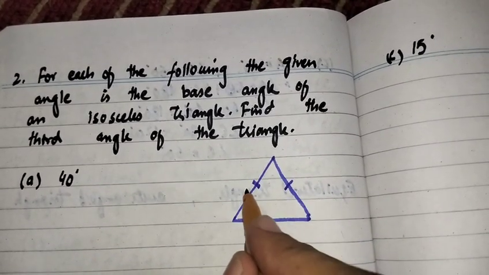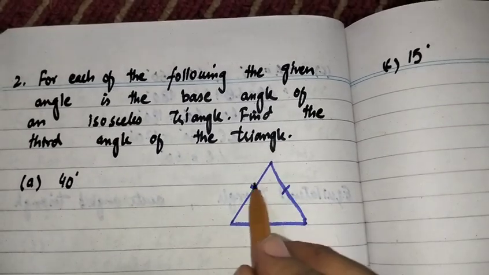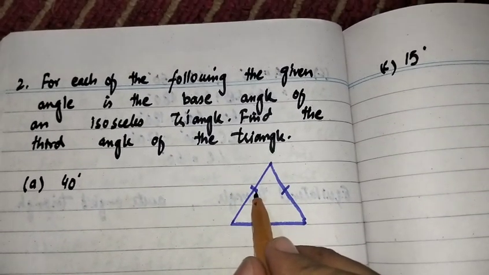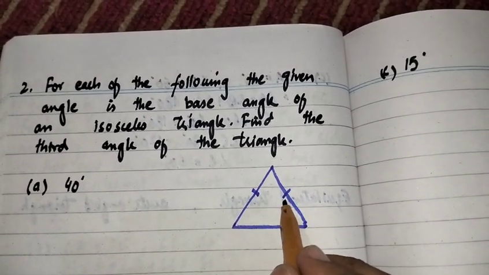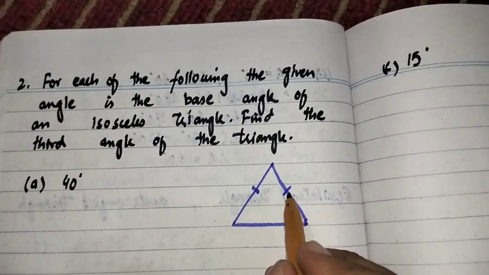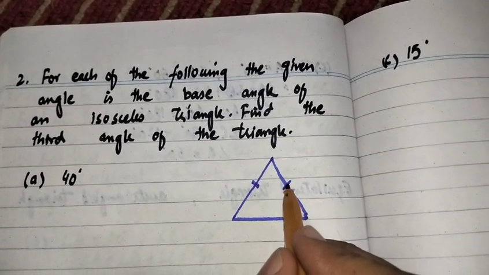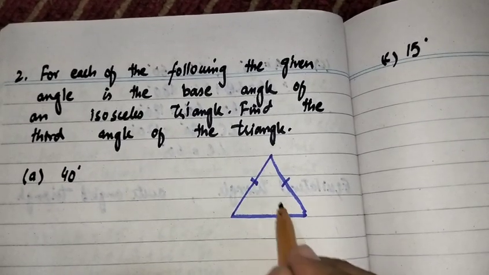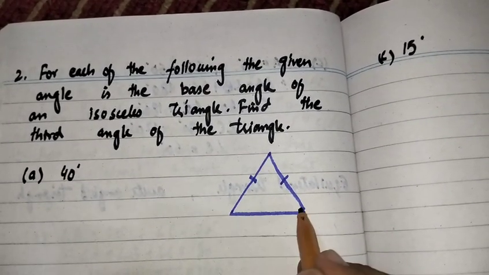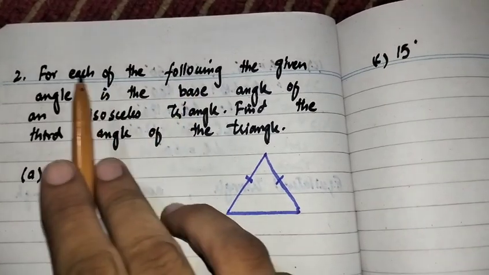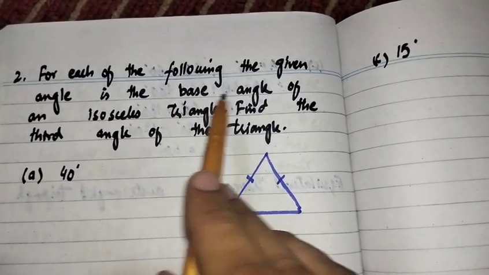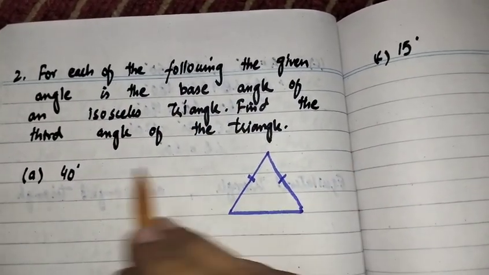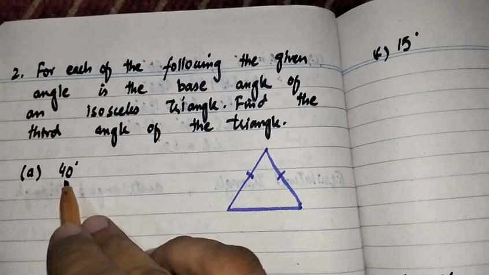So it is an isosceles triangle. These two sides are equal. If two sides are equal, so the angles in front of these sides are also equal. It means that the angle in front of this side is this angle and the angle in front of this side is this angle. These two angles are equal. They are saying that for each of the following, the given angle is the base angle of an isosceles triangle. The given angle which is 40 degree.